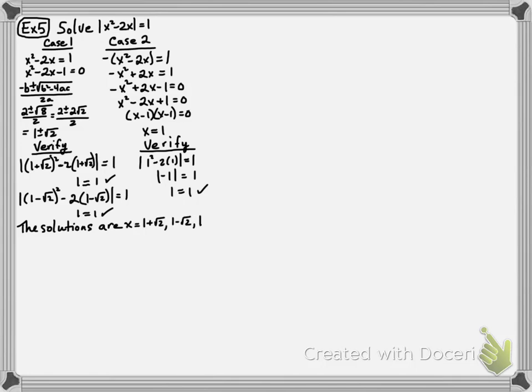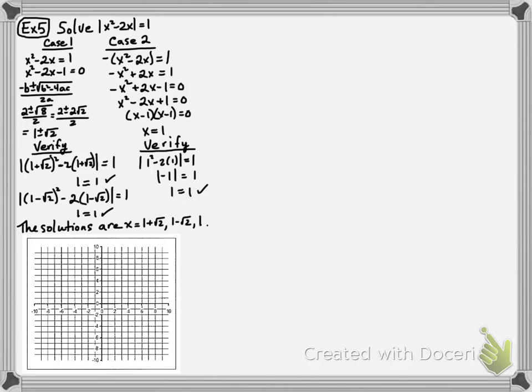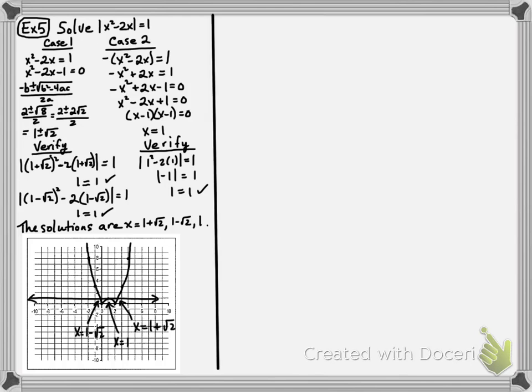The solutions are x is equal to 1 plus root 2, 1 minus root 2, and 1 in exact form. If we drew this graph, here's what it's going to look like. Plotting these points and drawing it out, you're going to see that there are going to be 3 points of intersection. The first one is x equals 1 minus root 2. The one in the middle is where x equals 1. And the one on the right side is going to be where it's 1 plus root 2. So those are 3 solutions.